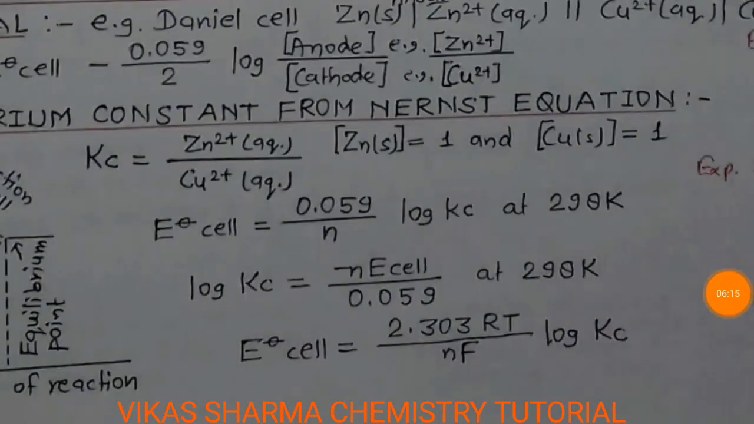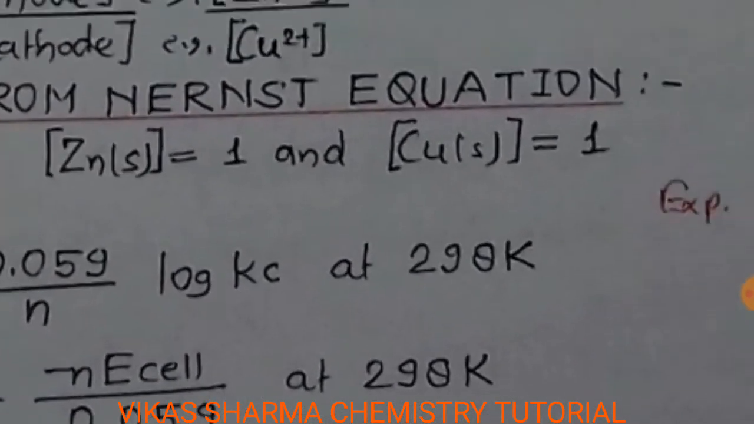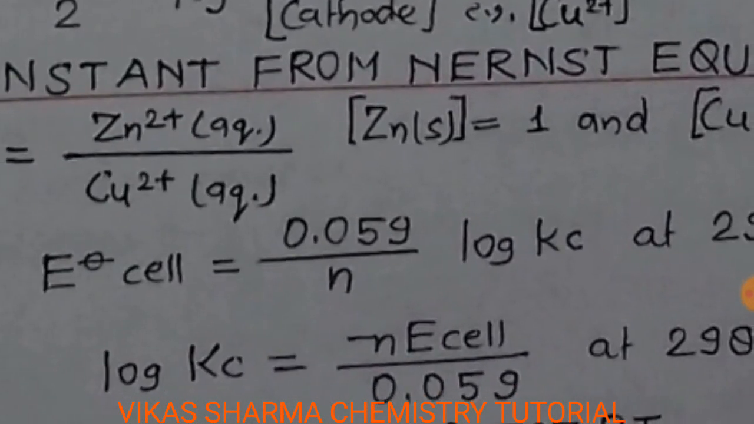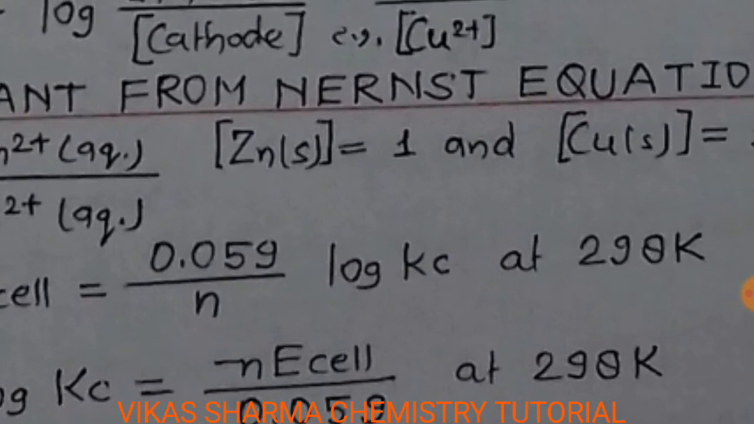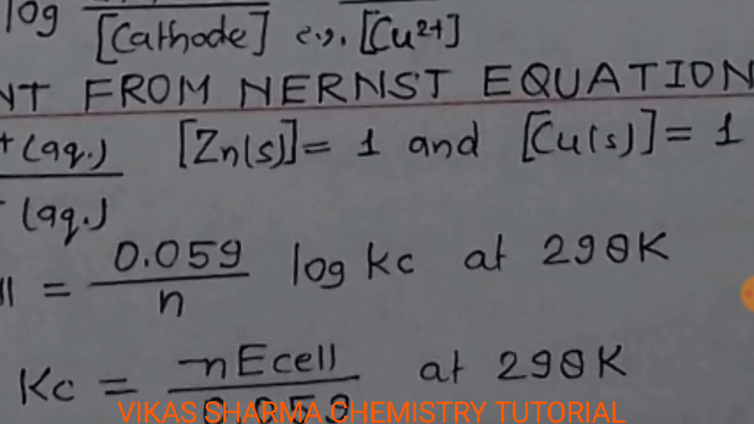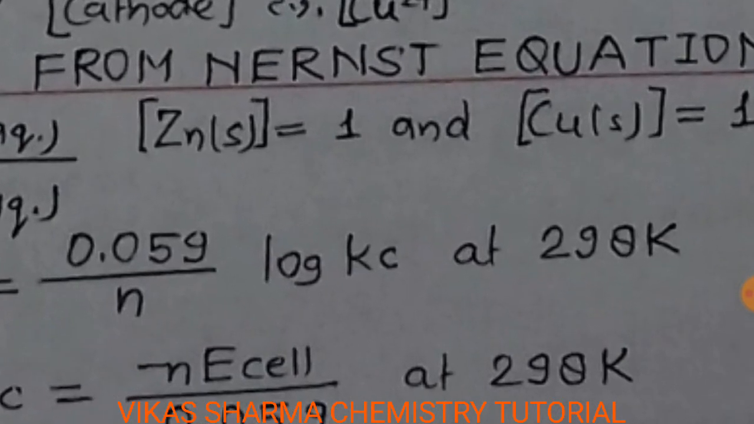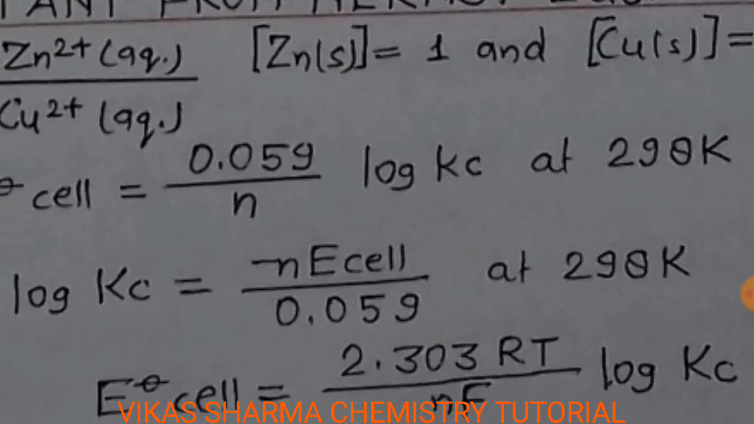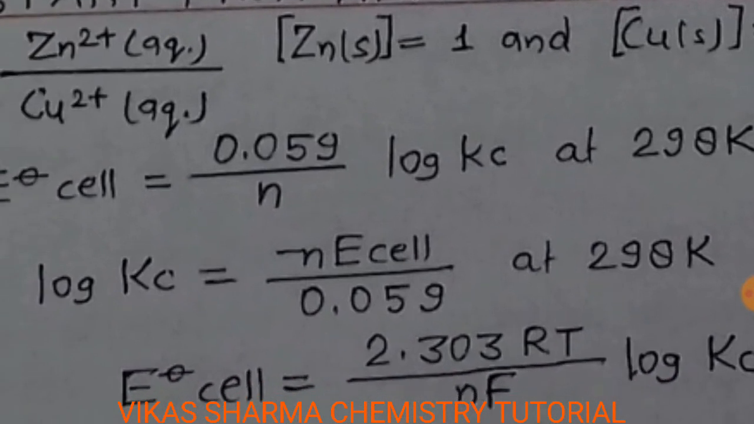So student, at equilibrium the concentrations are equal and the cell reaches the equilibrium state. So the zinc electrode is 1 and the copper electrode is 1. So the Nernst equation will change. E° cell is equal to 0.059 divided by n, then the concentration term is at equilibrium, so we put the value log Kc and the temperature 298 Kelvin. So student, we can easily calculate the equilibrium constant by modifying the Nernst equation.